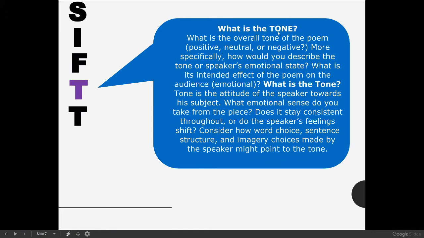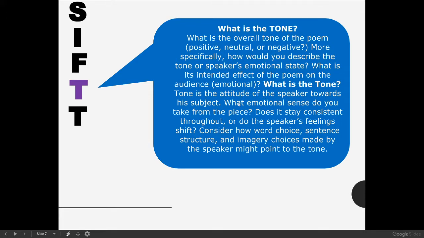Now, it's easy to get tone mixed up with mood. When we talk about a mood to a poem, we're talking about how we feel as readers, how the poem makes us feel. Do we feel happy or sad? Do we feel anxious or spooky? However, when we're talking about tone, we're actually taking the writer's feelings in mind. We're thinking about the author. And with this one, it's really difficult, but we have to get in the head of the poet in order to determine what the tone is.